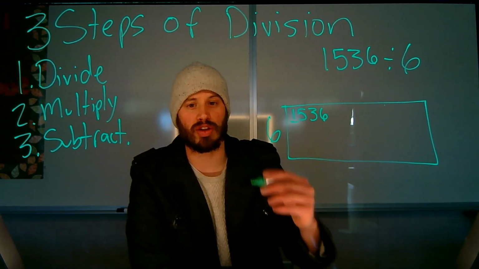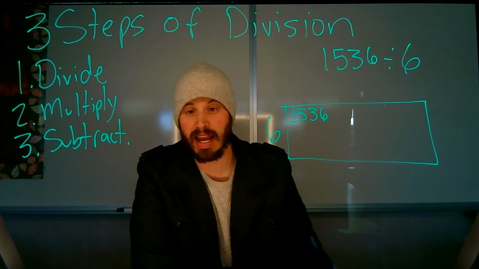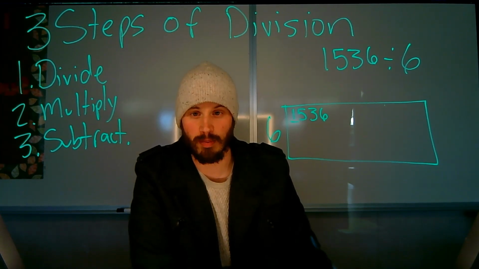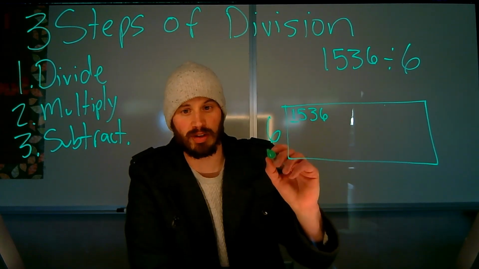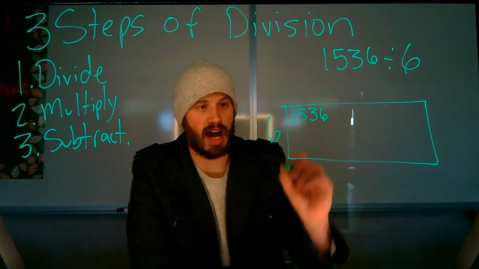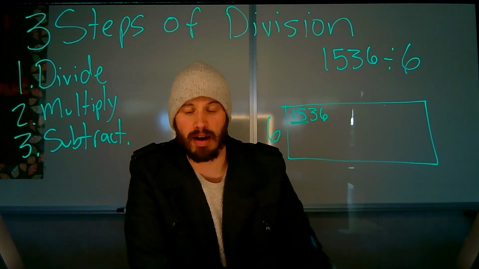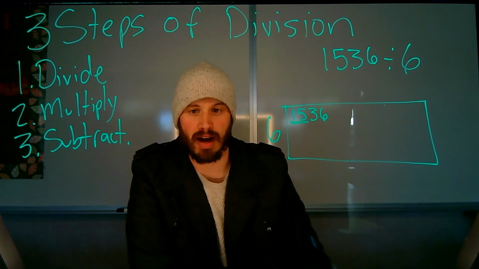So I look at the 1. Can I put this 1 into 6 groups equally? I cannot. In order to divide a number equally, this number needs to be as big or bigger than my divisor. It's not. So what do I do? I increase the number of digits I'm looking at. I'm now looking at 1500s instead of just 1000. I've regrouped it, and now I divide this.